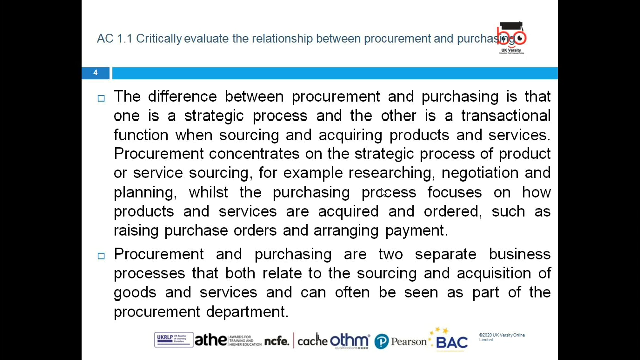Yes, we need to look around, research our source of supply. Negotiation, we need to look around how we negotiate. And the planning, yes, we need to make the plan. We're supposed to have a contingency plan in place as well. While the purchasing process focuses on how the product and services are acquired, ordered, raising purchase orders and arranging the payment. Procurement and purchasing are two separate business processes. Both are related to sourcing and acquiring goods and services and can often be seen as a part of procurement. Any question?